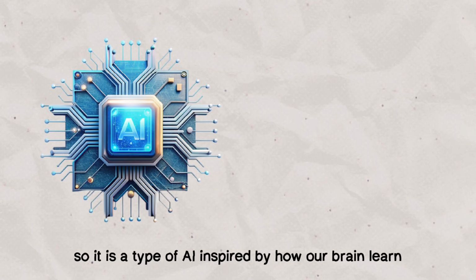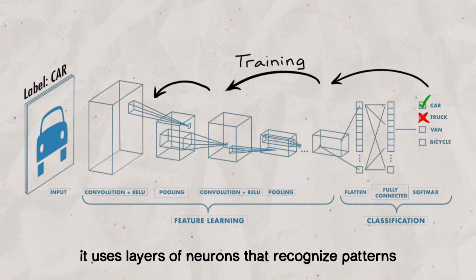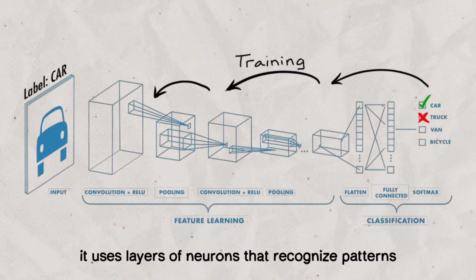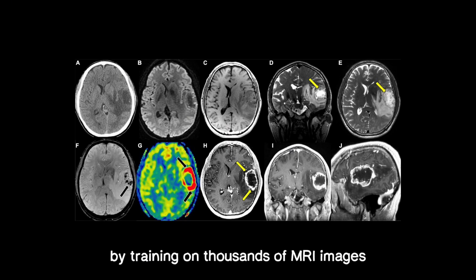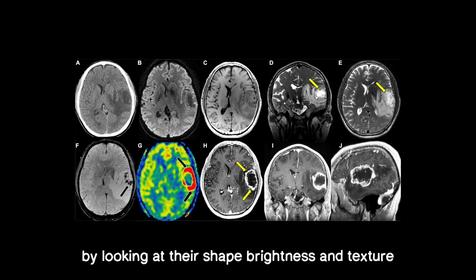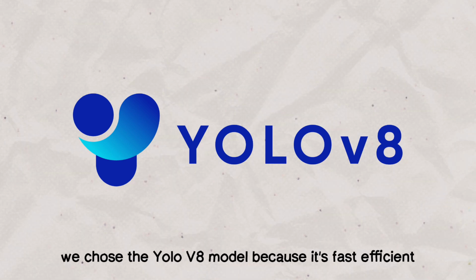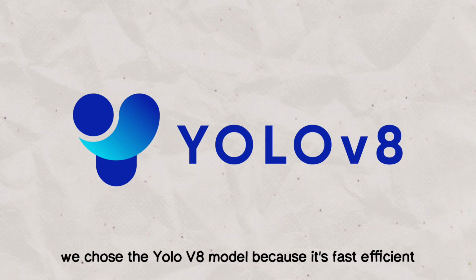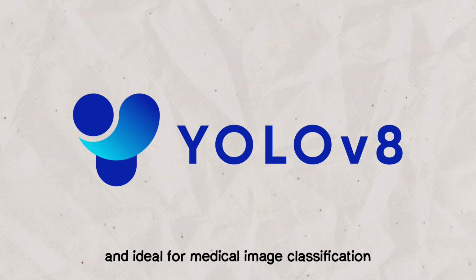So it is a type of AI inspired by how our brain learns. It uses layers of neurons that recognize patterns directly from data. By training on thousands of MRI images, it learns what tumors look like by looking at their shape, brightness, and texture. We chose the YOLO V8 model because it's fast, efficient, and ideal for medical image classification.